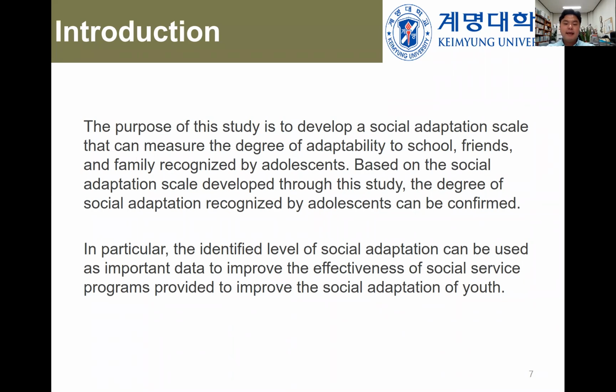The purpose of this study is to develop a social adaptation scale that can measure the degree of adaptability to school, friends, and family recognized by adolescents. Based on the social adaptation scale developed through this study, the degree of social adaptation recognized by adolescents can be confirmed. In particular, the identified level of social adaptation can be used as important data to improve the effectiveness of social service programs provided to improve the social adaptation of youth.